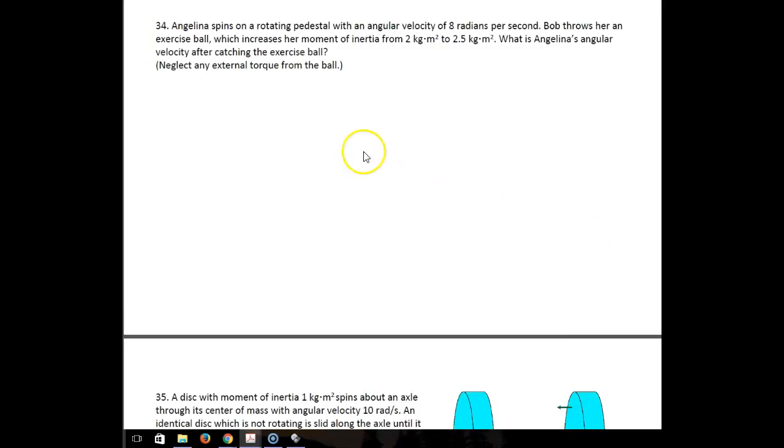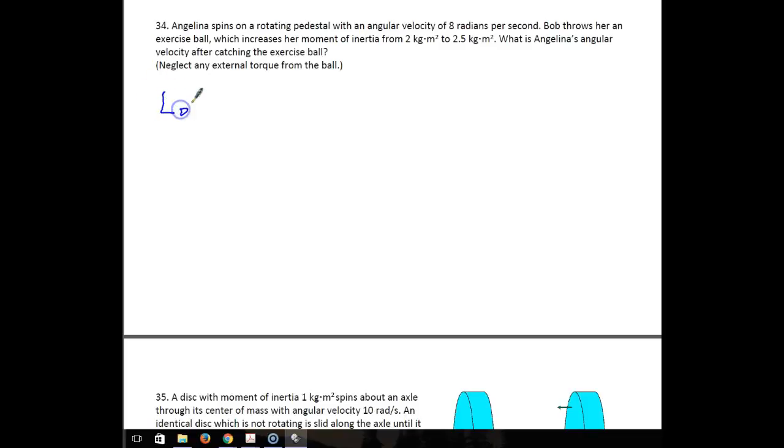The next question says Angela spins on a rotating pedestal with an angular velocity of 8 radians per second. Bob throws her an exercise ball which increases her moment of inertia from 2 to 2.5 kilograms times a meter squared. They want to know what is her angular velocity after catching the exercise ball. So if she catches something heavy, we can reason that she probably will slow down because of the conservation of angular momentum. So let's check and see if that's right.